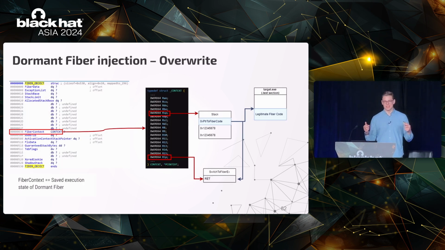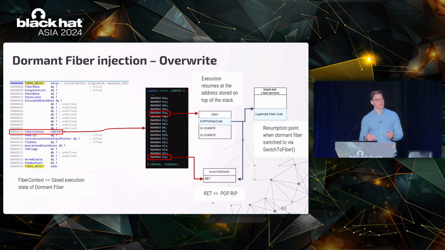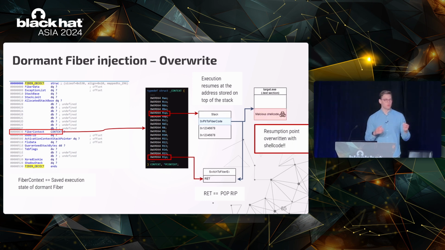So a fiber object contains a context, and this records the saved execution state of a dormant fiber. And inside this context is an instruction pointer. What this does, it points to a ret, which has the side effect of taking whatever is off the top of the stack in that dormant fiber and then jumping to it, therefore resuming code execution. So knowing this location, we can overwrite that, providing there's enough space, with our shellcode. And then whenever this dormant fiber is switched to, it will execute our shellcode instead of the original dormant fiber code.